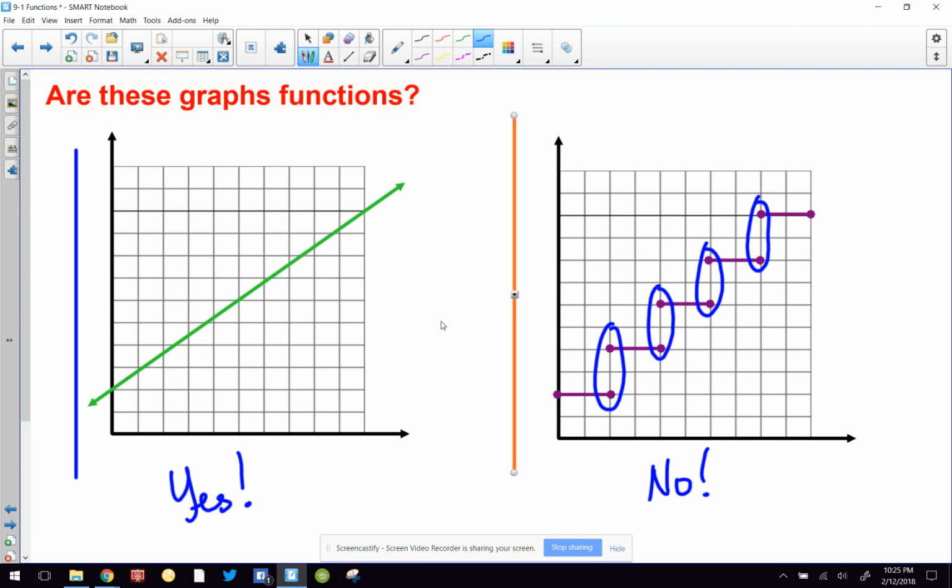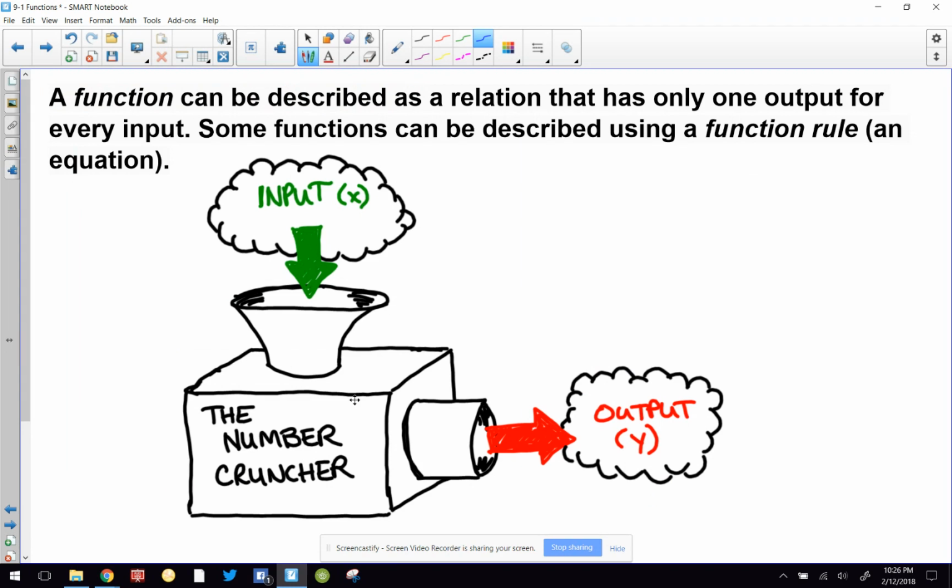So next I want to talk about describing a function using a rule. You can use my visual here of my super awesome number cruncher. A function can be described as a relation that only has one output for every input. So again, we're talking about those inputs as x values, independent variables, or members of the domain, and those outputs are the y values, the members of the range, or the dependent variables. So when we put an x value into our function, this is a function.